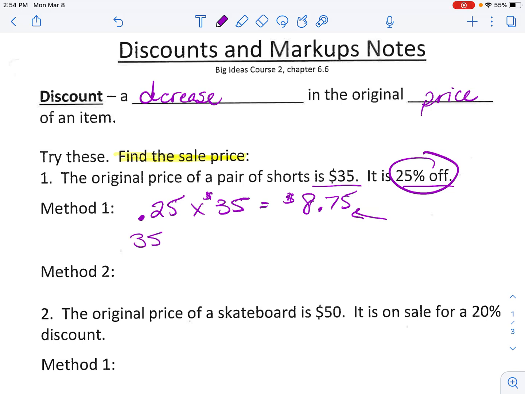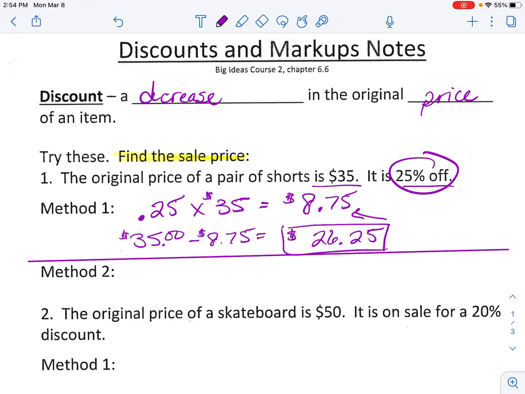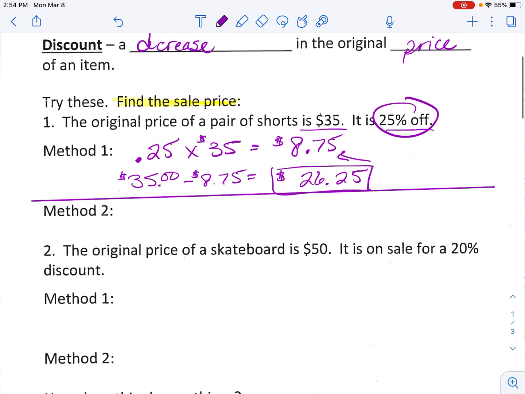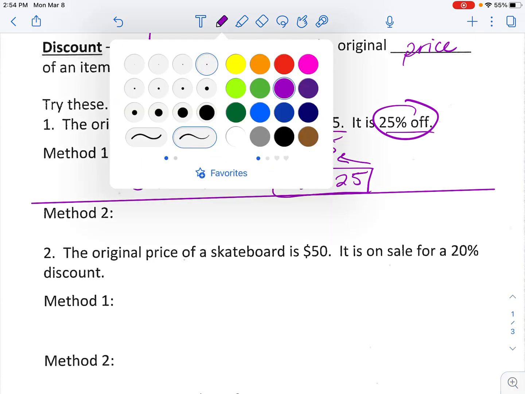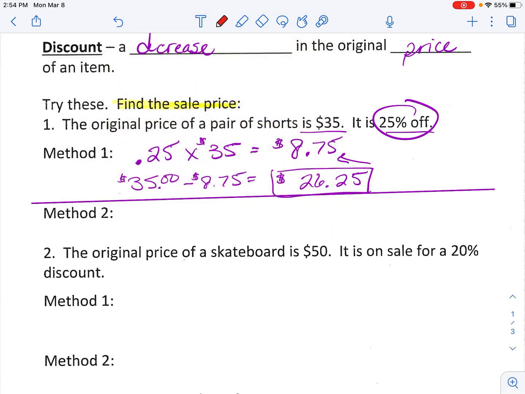So now we take $35 for the shorts and we get to take off $8.75. So if you do $35 minus $8.75, the new price of the shorts is $26.25. That's method one. Now if this makes sense, go for it. If it doesn't make sense, obviously don't use it.